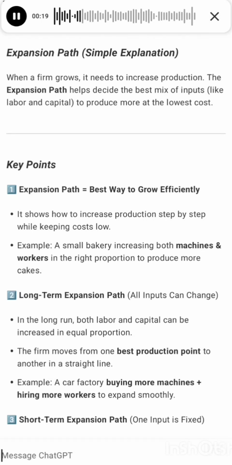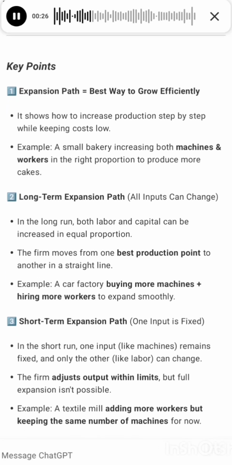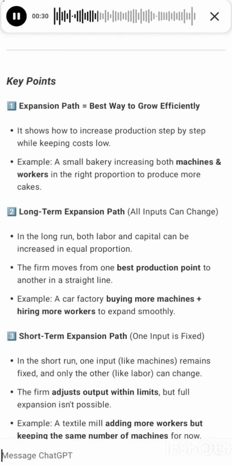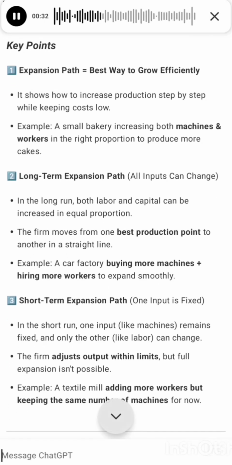It shows how to increase production step by step while keeping costs low. Example, a small bakery increasing both machines and workers in the right proportion to produce more cakes. 2. Long-term expansion path. All inputs can change.